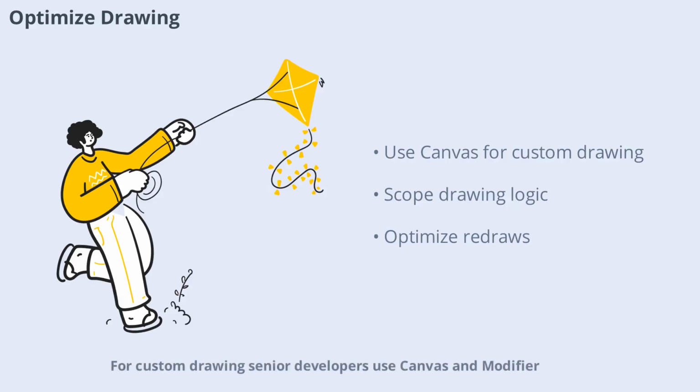For custom drawing, senior developers use Canvas and Modifier.drawBehind efficiently. They avoid unnecessary redraws by scoping drawing logic and using remember for expensive calculations. This keeps custom graphics smooth and performant.